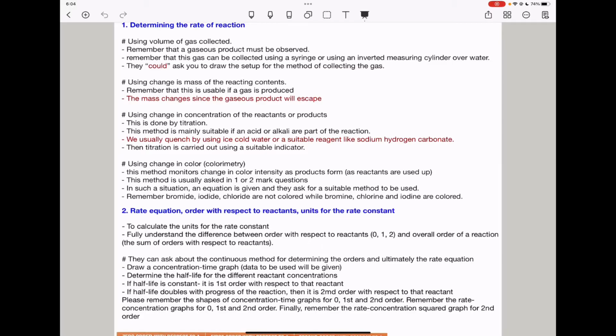Here they could ask you to write the rate equation, find the order with respect to reactants, and the units of the rate constant. You can calculate the rate equation by saying rate is equal to the constant times the concentration of the reactants. However, we also have to find suitable orders with respect to each reactant. Remember that orders can be 0, 1, or 2, and the overall order of a reaction is the sum of all the orders of the components that appear in the rate equation.